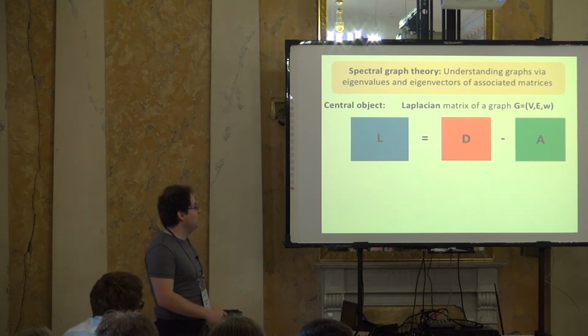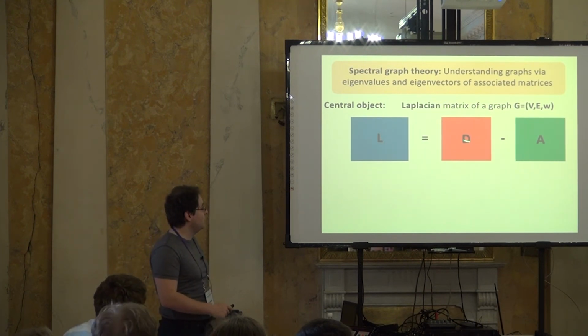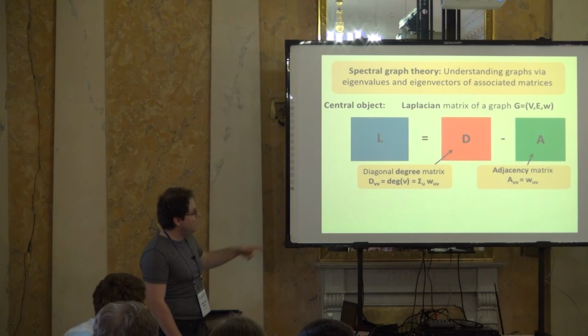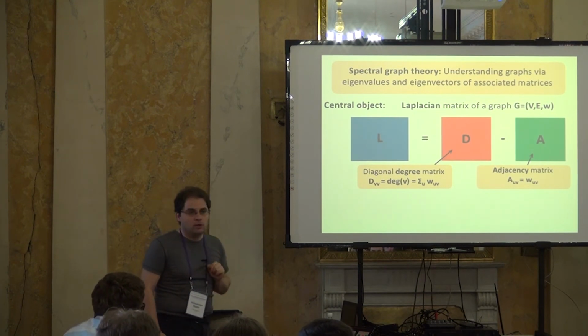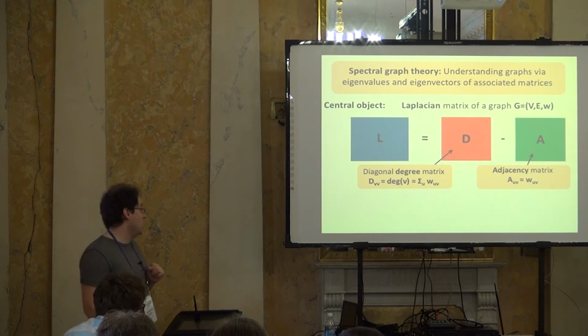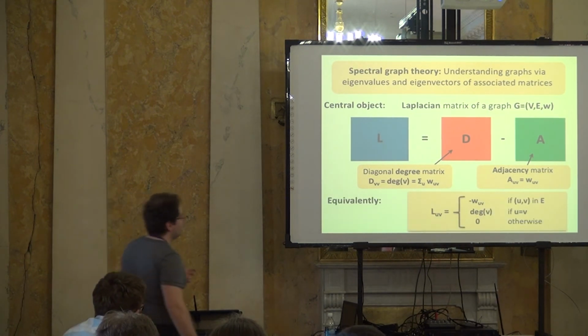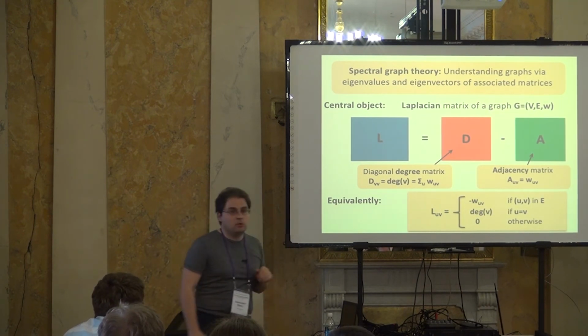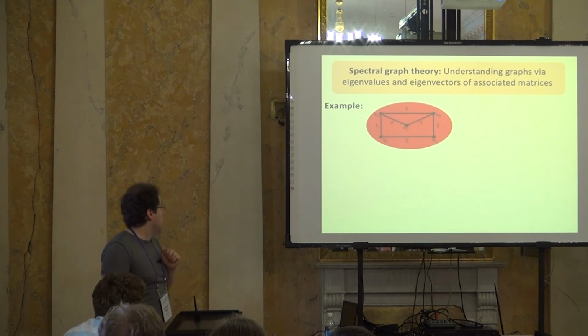But actually, the equivalent definition is that I just take a diagonal matrix that corresponds to the degrees. Essentially this is the diagonal matrix with each vertex's total degree, and this is the adjacency matrix that we all know from other contexts, that essentially encodes the connectivity structure. And when you multiply it out, this is what you get entry-wise. It's not that important what you get here.